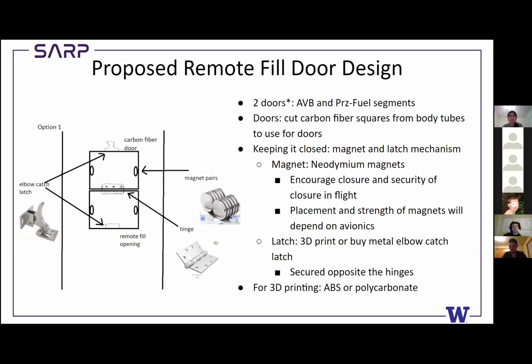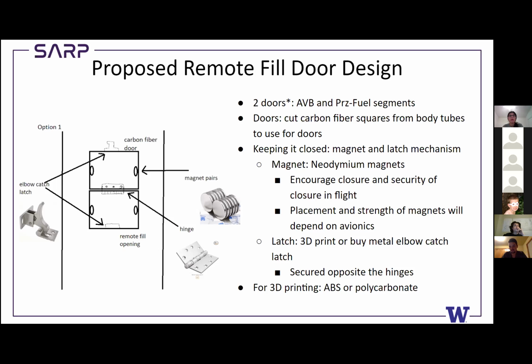We're currently looking to cut carbon fiber squares out of the body tubes and use those for the doors. We're going to have hinges to enable them to open or close, and those will be placed on the inside of the tube. We're looking to use neodymium magnets, which will close the door once the nozzles are retracted and will keep the door closed during flight. The diagram on the left has an estimated placement of the magnets, but this will be adjusted depending on the placement of the avionics equipment. We also have a range of possible strengths for the magnets, and the choice also depends on the avionics equipment.